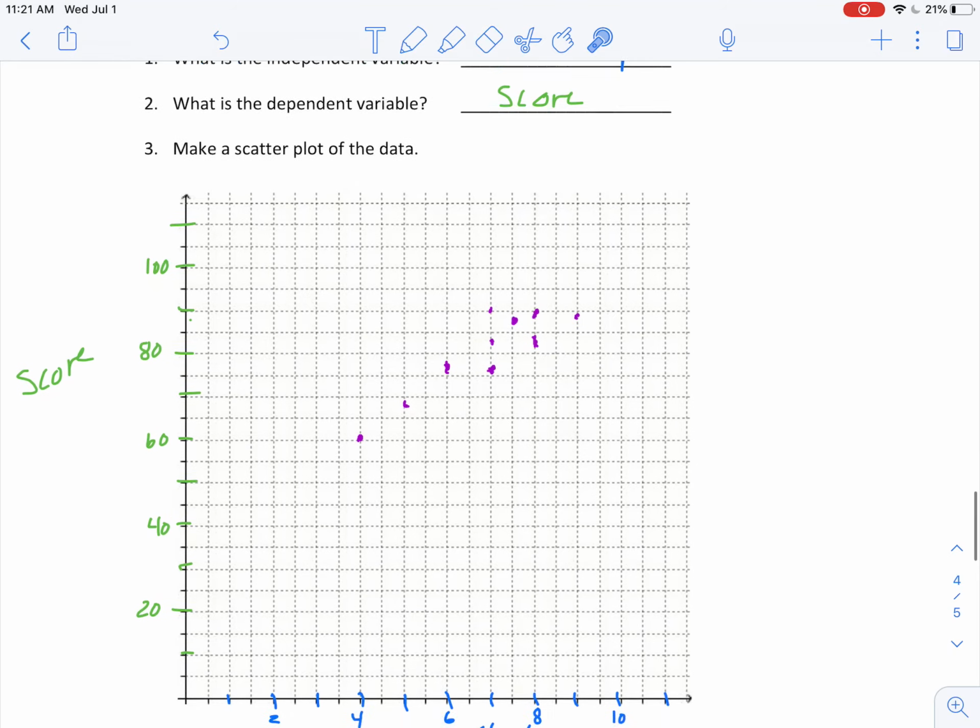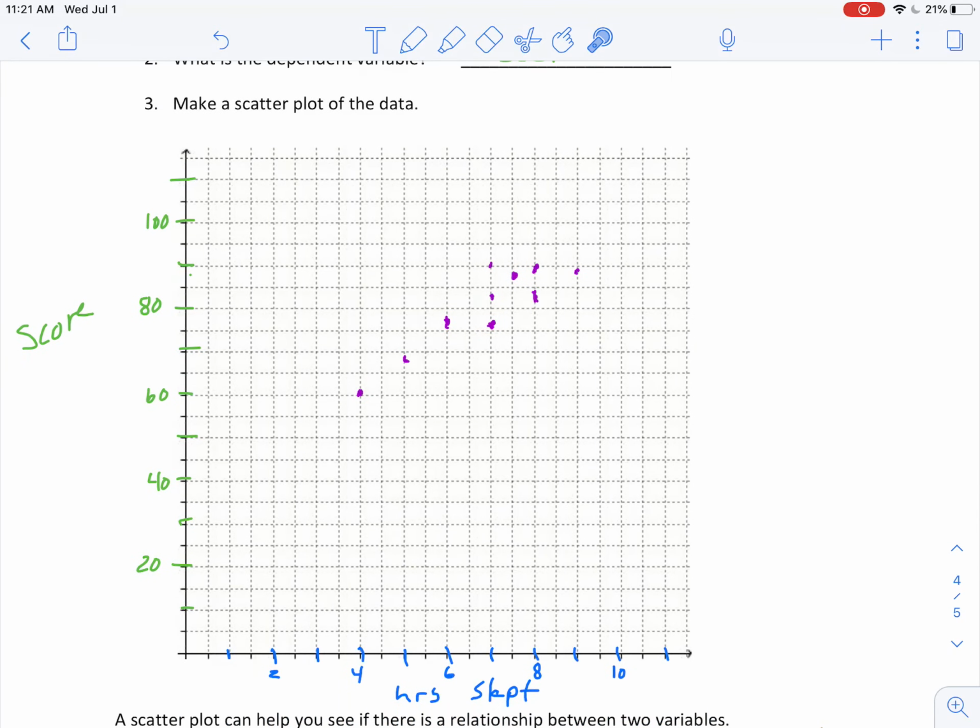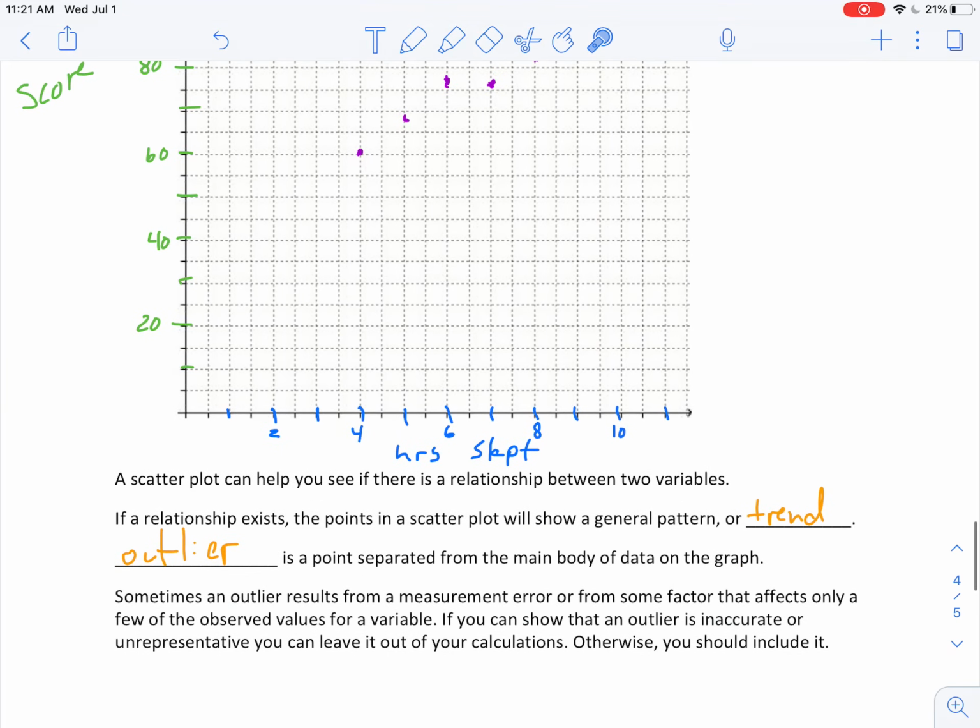So we're going to make a scatter plot of the data. Along my x-axis, I put hours slept, and I scaled it so every 2 spaces is 1. And you can see how I did that there. And along my y-axis would be my dependent variable, which in this case would be the score. So I've plotted the points right here with all the information given, and my scatter plot looks like this.